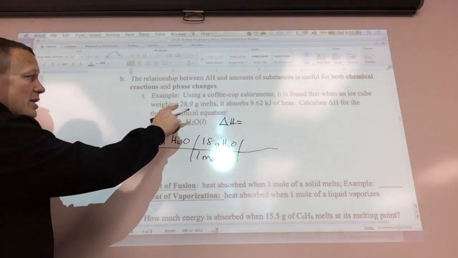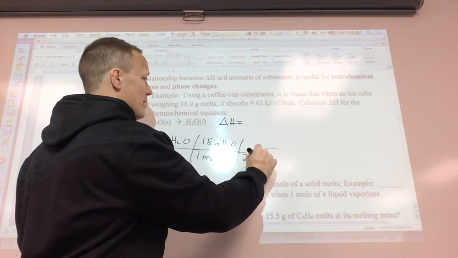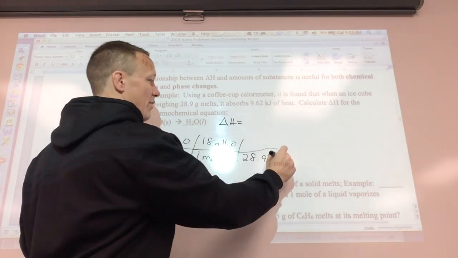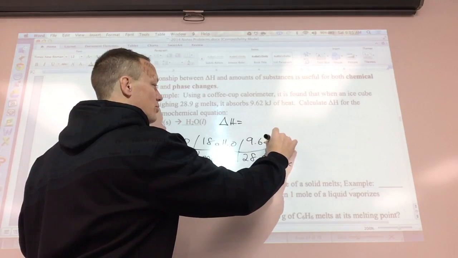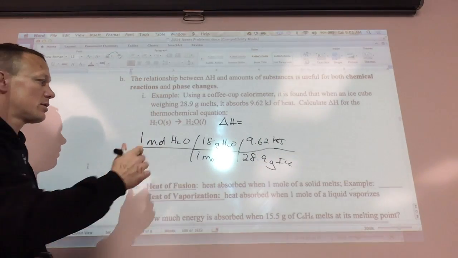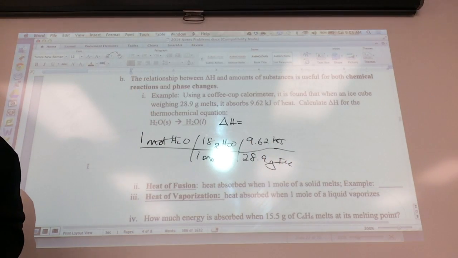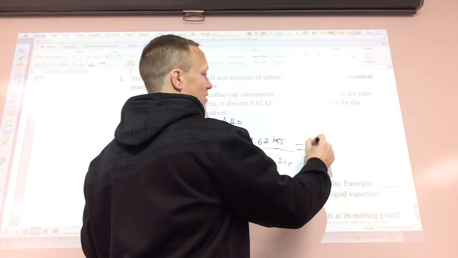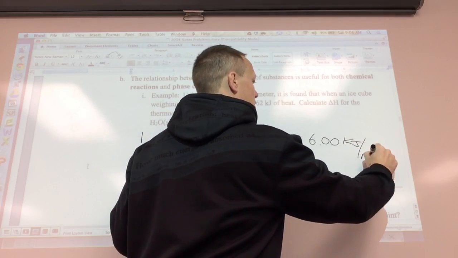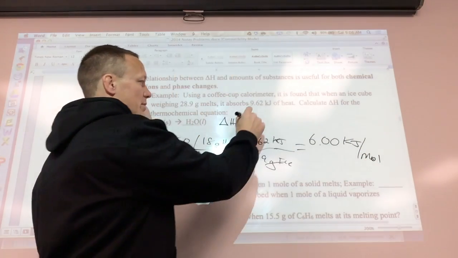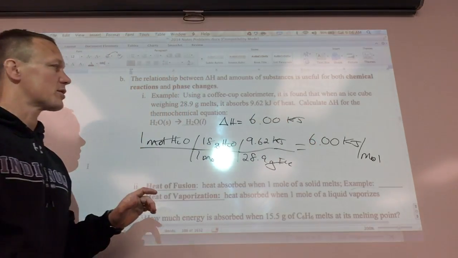And then I can say that this many grams produce that, or takes that much heat to make it melt. So for every 28.9 grams of ice, of water, you have to add 9.62 kilojoules of heat to make it melt. Moles, moles, grams, grams, and kilojoules. It'll tell us how many kilojoules per mole. And you end up with about 5.99. We're just going to say 6.00 kilojoules per mole. So that means this is 6.00 kilojoules. The delta H is 6.00 kilojoules.